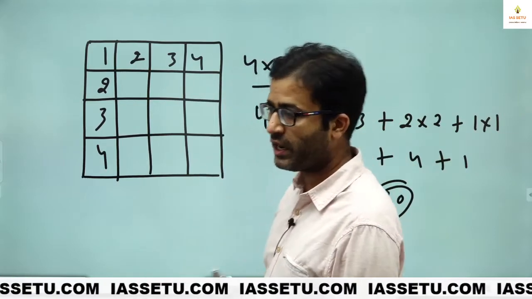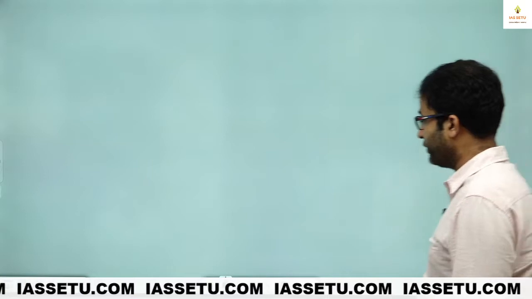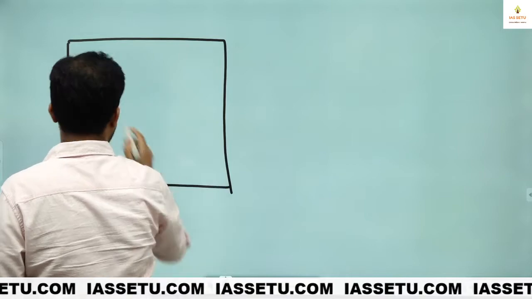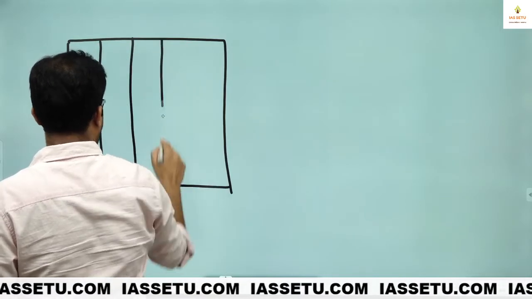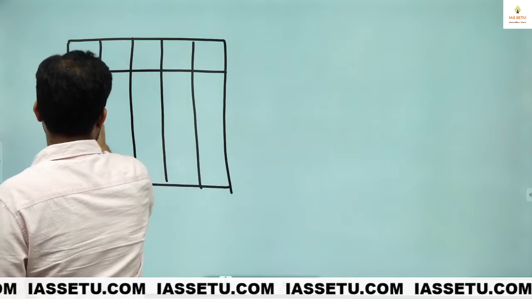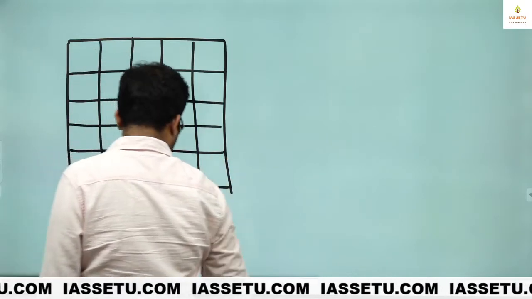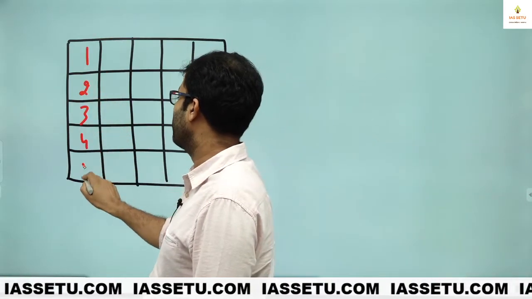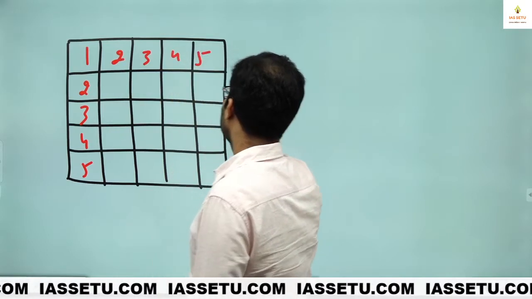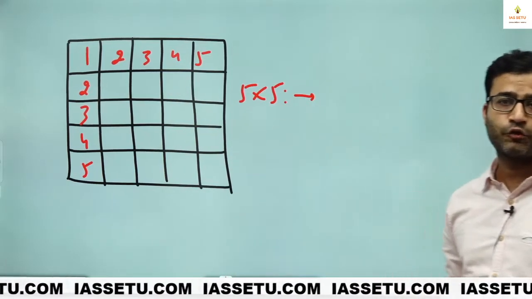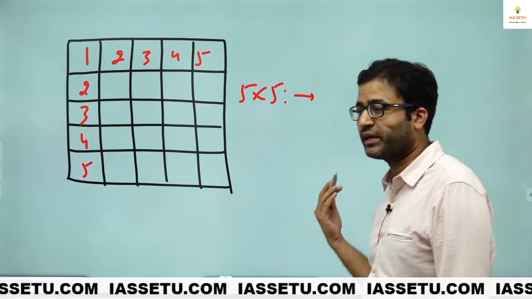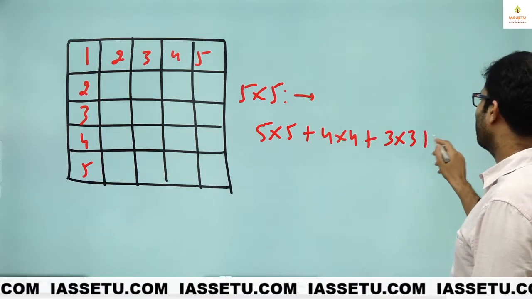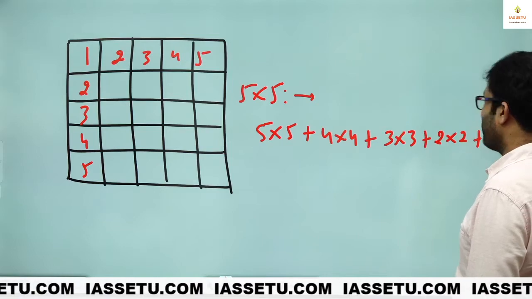I take two more questions. One I will solve, one I ask you. Next I take a 5 by 5 figure. Okay, so this given figure is 5 by 5. So this is 1, 2, 3, 4, 5. 1, 2, 3, 4, 5. So this is a 5 by 5 figure. So what you have to do, you have to start with 5 into 5 and keep on subtracting 1, 1. So this is 5 into 5 plus 4 into 4 plus 3 into 3 plus 2 into 2 plus 1 into 1 and plus 0 into 0 and count.